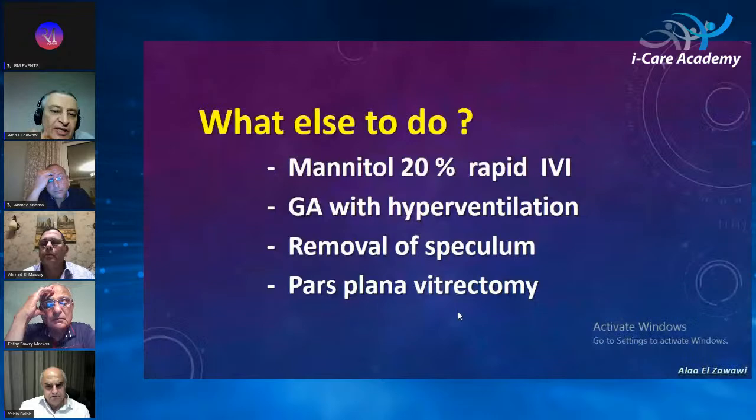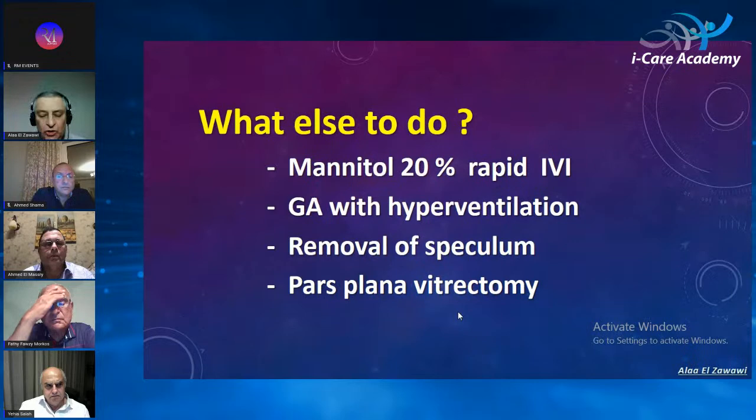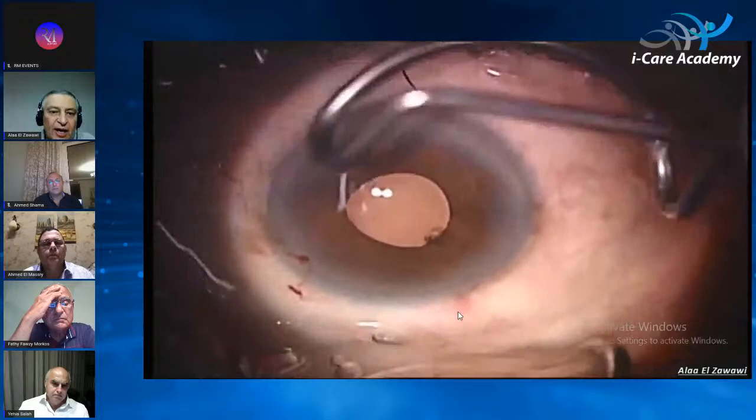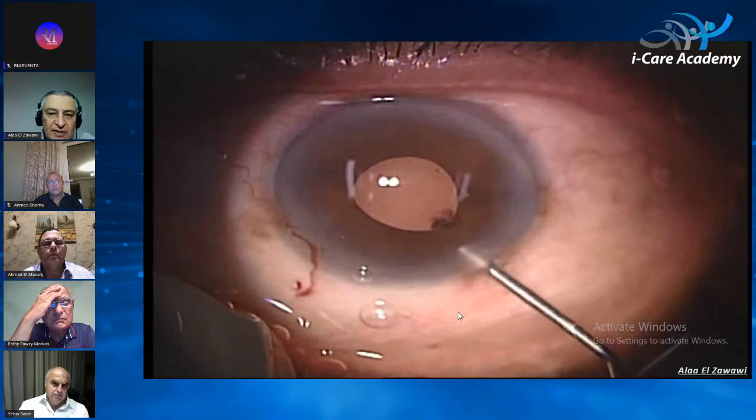I removed the speculum. I thought about pars plana vitrectomy actually, because I was thinking, what happened? I was thinking about aqueous misdirection, that the aqueous was misdirected behind from the high flow rate used during surgery. And after about 25 minutes, I resumed my surgery under general anesthesia after removing the speculum, trying to get a space inside the anterior chamber.